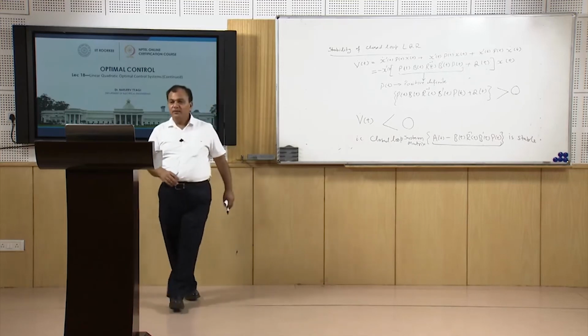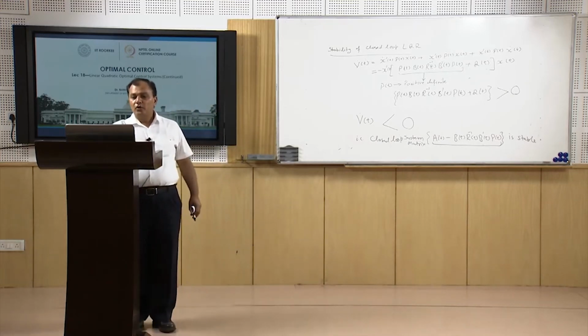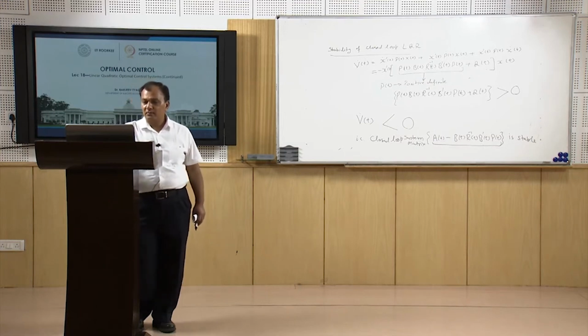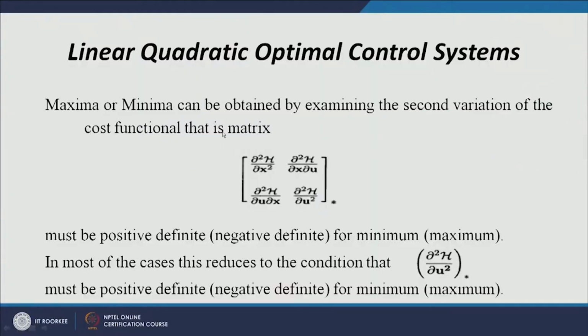So, next we will show what my sufficient conditions are. Like we said, initially we have proved in the Hamiltonian case that my second variation I can write in the form of del 2H by del x square, del 2H by del x del u, del 2H by del u del x, del 2H by del u square.